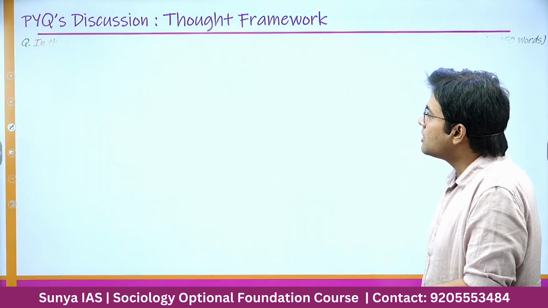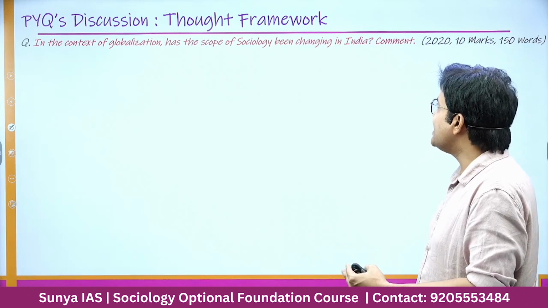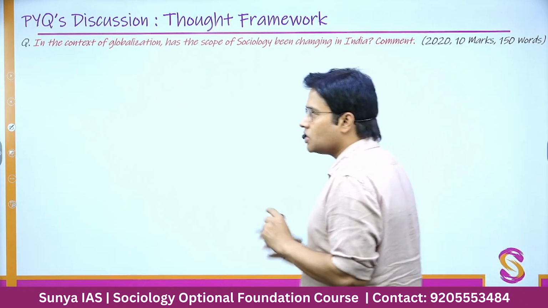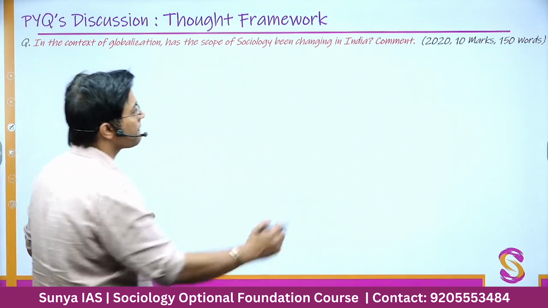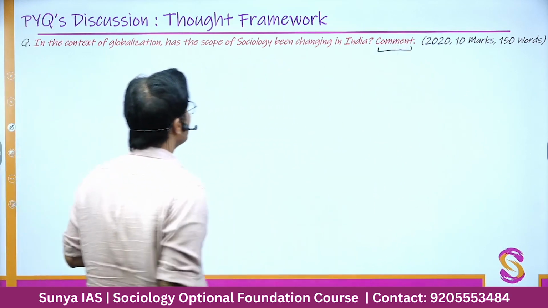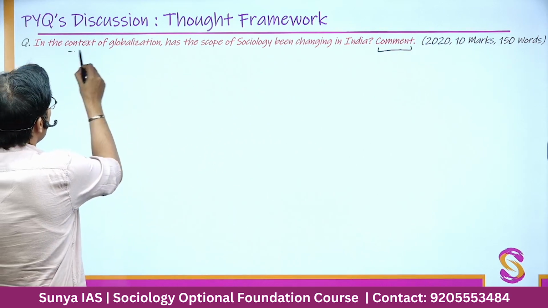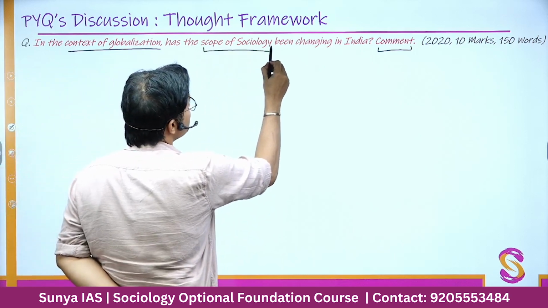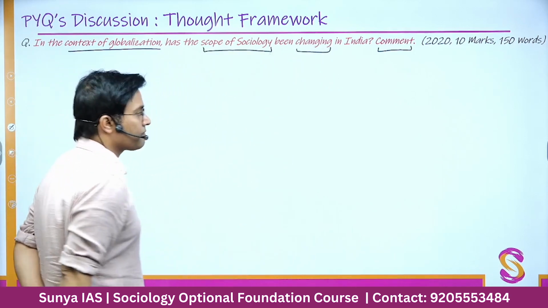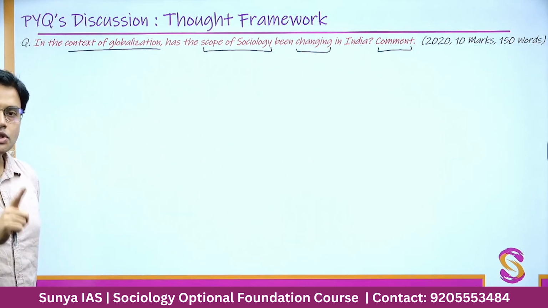So the question is, in the context of globalization, has the scope of sociology been changing in India? Comment. So if you can see here, the directive is comment, and a few other critical words are, in the context of globalization, the scope of sociology has been continuously changing. So when you understand the exact demand of the question, you have to mold your content accordingly.